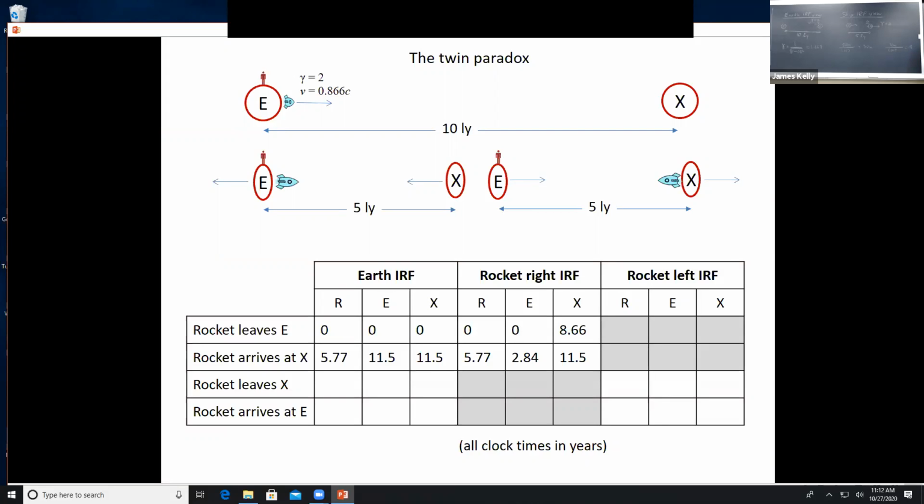Okay, so what do we know about now? We're asked about in Bob's IRF, what's the time interval between these two events? Well, in Bob's IRF, let's see. Alice is moving by at 0.8c, right?